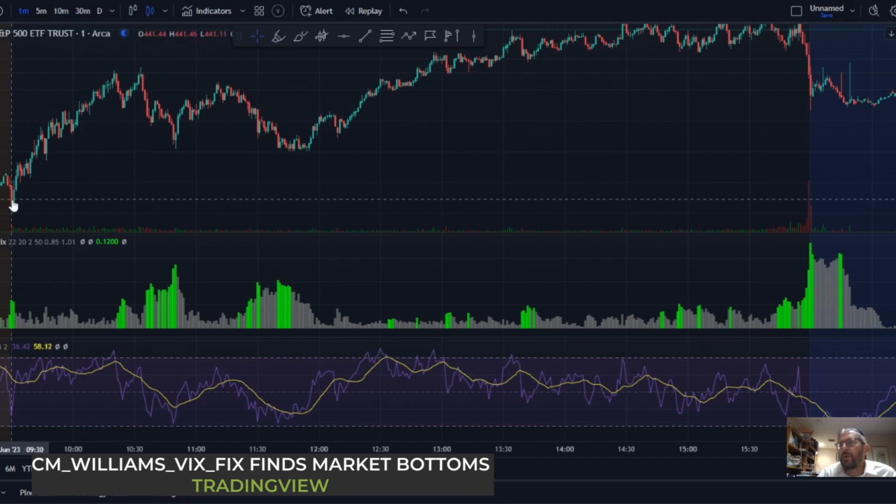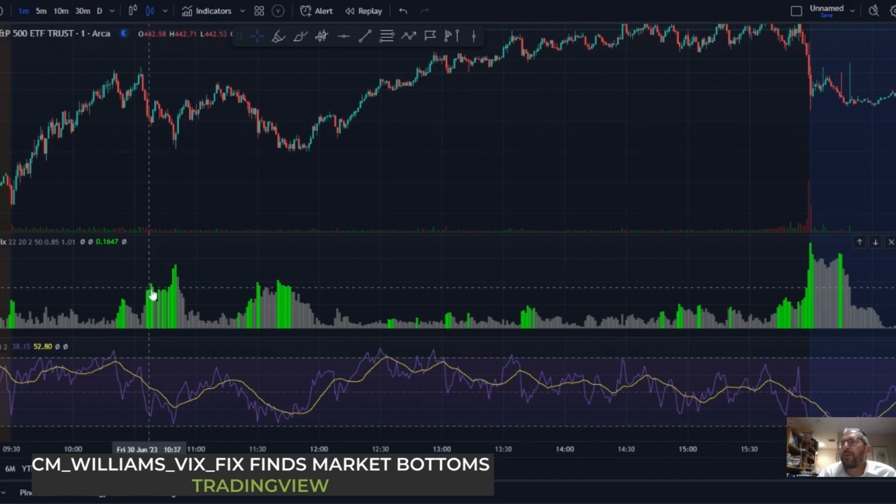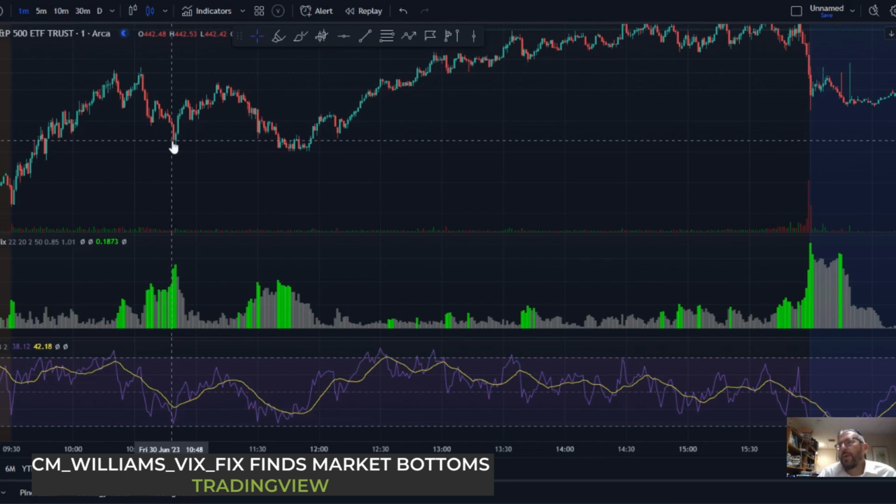We see the market here on June 30th is moving up. There's really no bottom in sight, but it starts to sell off. And you can see here the indicator is telling us, as it's trying to sell off, the lines are getting taller and the amount of green bars is increasing, and it's telling us the likelihood that here is the bottom is getting even higher.